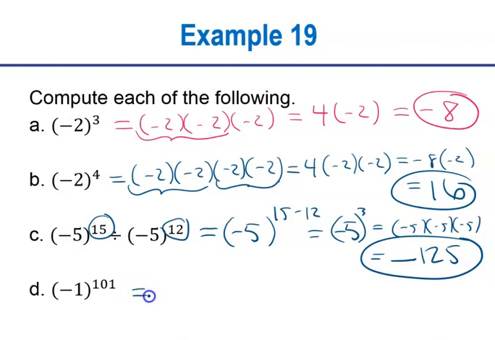What about if we take negative 1 and raise it to the 101st power? Well, that's odd, right? And then when you multiply 1 over and over again, 1 times 1 times 1 times 1 is always 1. So when you take a negative 1 to any odd exponent, the answer is negative 1.